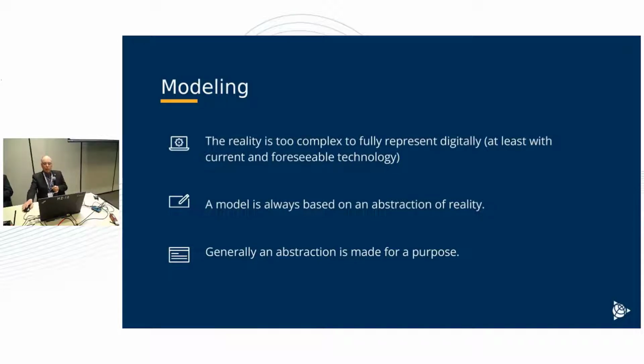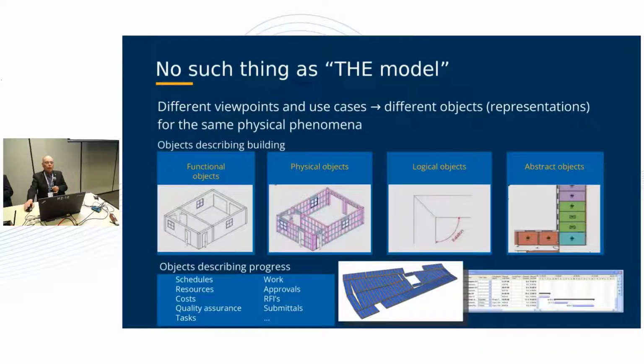Modeling reality, just preparing for the next slide: typically reality is too complex to model with current technology and also foreseeable technology. So we have to base models on abstractions, and an abstraction is made for a purpose. You don't have a generic abstraction. It's always for a purpose, and that's why we need different types of objects for different tasks and purposes.